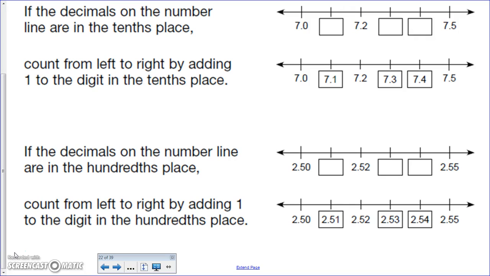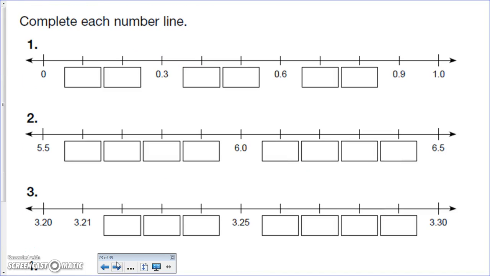The trickiest part with number lines is just figuring out the interval. How much are they jumping when they go from each of the marks on the number line? In the first number line, they're going by tenths. The second one, they're going by hundredths. So we're going to complete each number line. So if you look at the first one, we've got 0, 2 boxes, 3/10, 2 boxes, 6/10, 2 boxes, 9/10. So if we look, we can tell we're counting by tenths. So we're going to fill in each of the missing tenths.